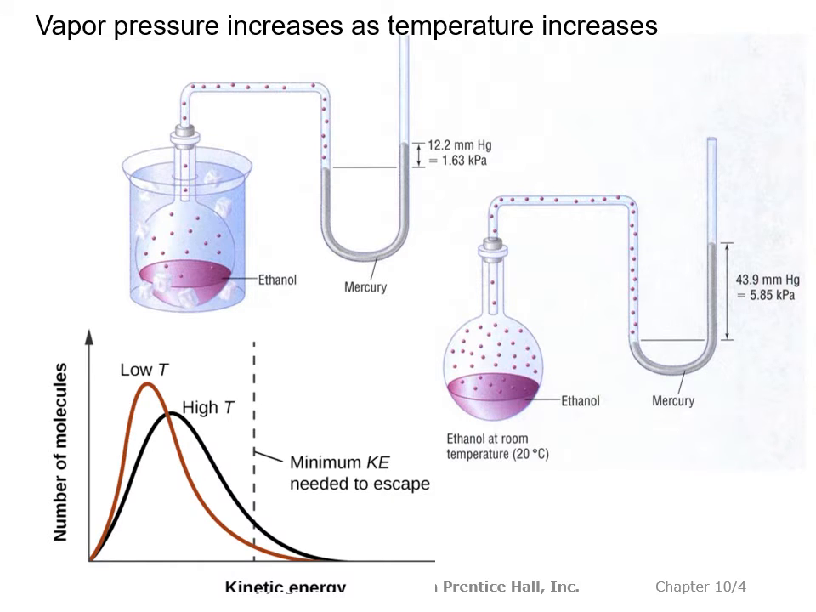So we said that vapor pressure increases as temperature increases. So here we have ethanol, and it doesn't say here, but this is at 0 degrees Celsius. And we can see that very few molecules are in the gas phase, and we only have a vapor pressure of 1.63 kPa. As we increase the temperature, a greater fraction of the molecules down here can escape and get into the vapor phase, so our vapor pressure increases.